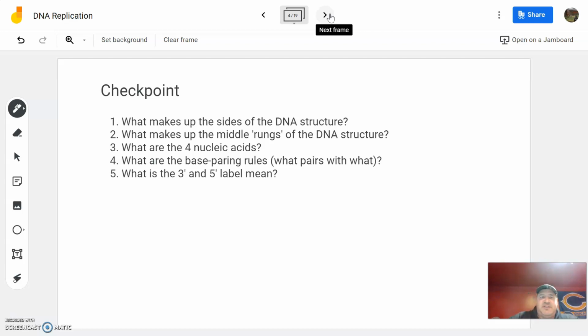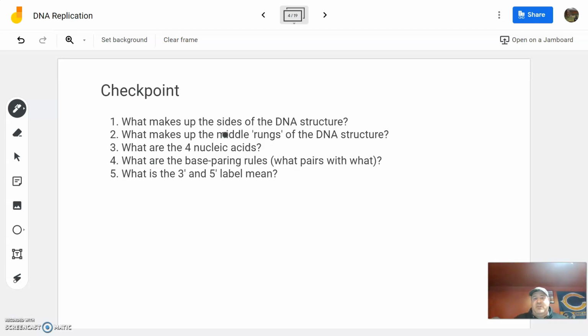Okay, hopefully you've had a chance to answer those questions. The first one there makes up the sides. That would be alternating sugars and phosphates. The rungs of the DNA structure, those are nucleic acids that make up the rungs, 2 at a time. The 4 nucleic acids are A, C, G, and T. And the base pairing rules. If you can't remember, my teacher taught me a long time ago, at the golf course, ATGC, at the golf course. A with T, G with C. That's the pairing rules. A always pairs with T, G with C.